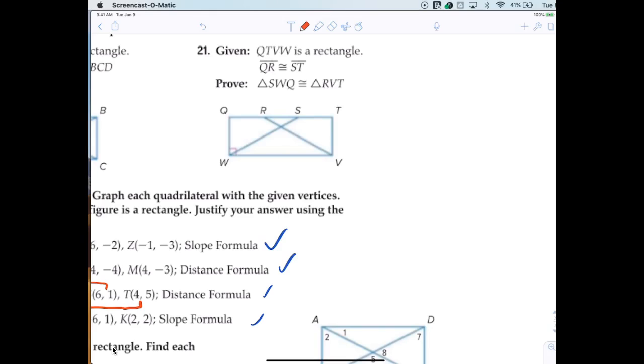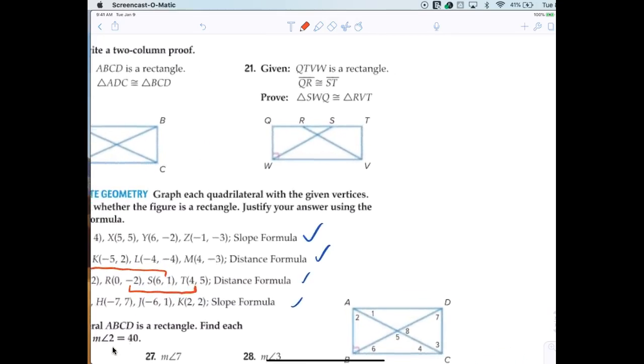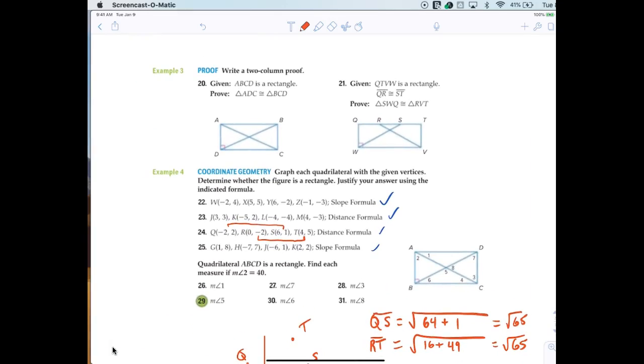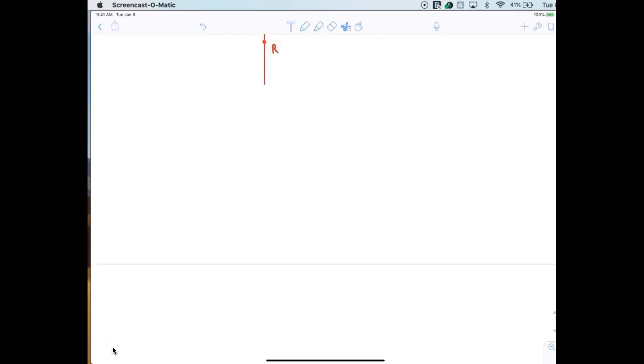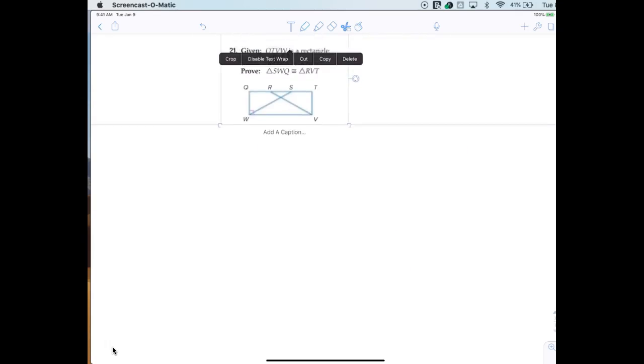I did post the solutions. So let's just work it through. Let's just see if we can do this proof. I think it'll be easier if I just cut this and put it down at the bottom somewhere, and then we can just talk about it.